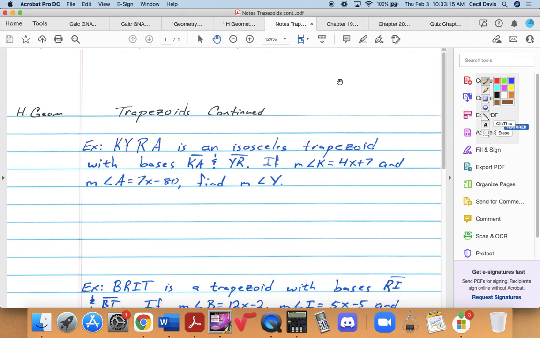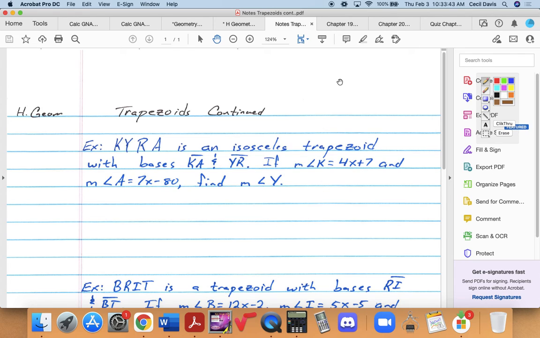So for the first one, KYRA is an isosceles trapezoid with bases KA and YR. All of that is actually important information. The order of the letters is important, that it's an isosceles trapezoid is important, and which ones are the bases. So if the measure of angle K is 4x plus 7 and the measure of angle A is 7x minus 80, find the measure of angle Y.